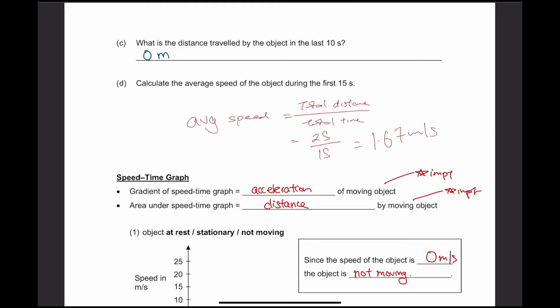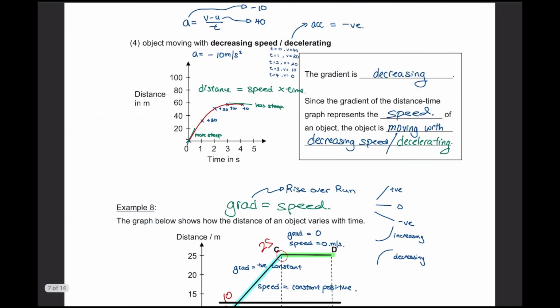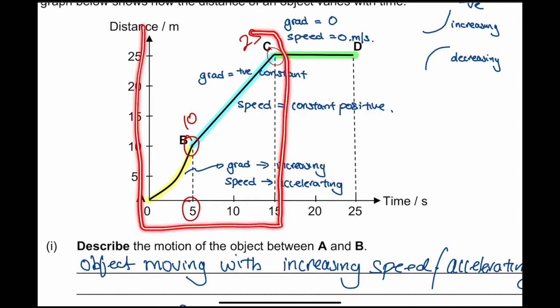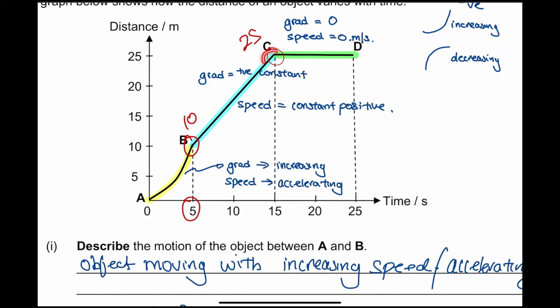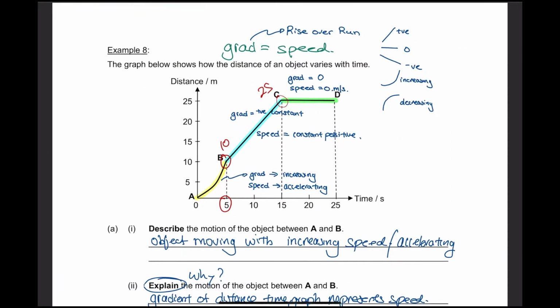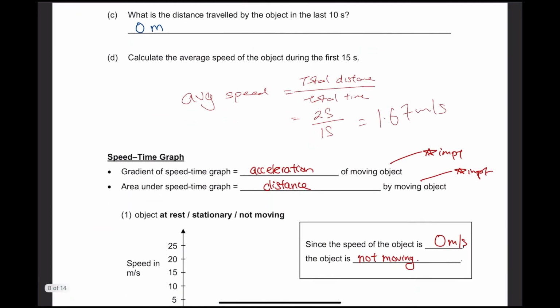So they ask you to calculate the average speed of the object during the first 15 seconds. We know that average speed is equal to total distance divided by total time. For the first 15 seconds, we are looking at only this portion down here. The total distance that we travel is just down here at the 25-meter mark, and the total time is just 15 seconds. So you plug into the formula: average speed equals total distance divided by total time. 25 over 15 gives you 1.67 meters per second.